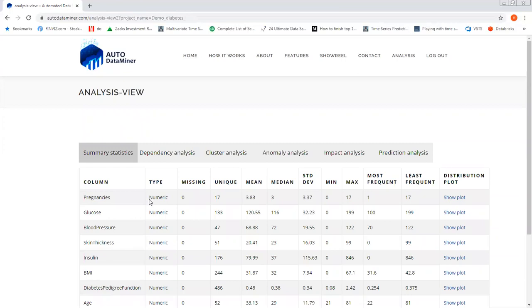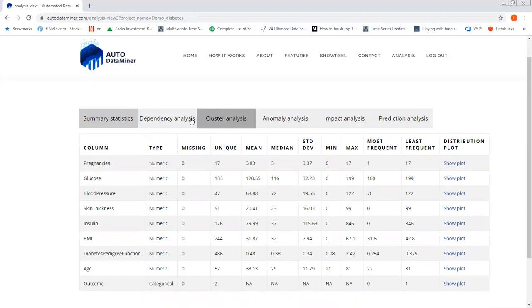Anyway, in the generated dashboard, you have 6 types of analysis, or 6 types of tabs here: summary statistics, dependency analysis, cluster analysis, anomaly analysis, impact, and prediction analysis. In the first one, summary statistics, the name is very clear. It gives you some summary statistics about the dataset that you uploaded.